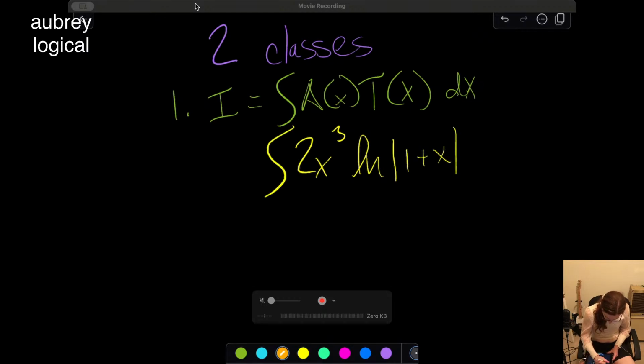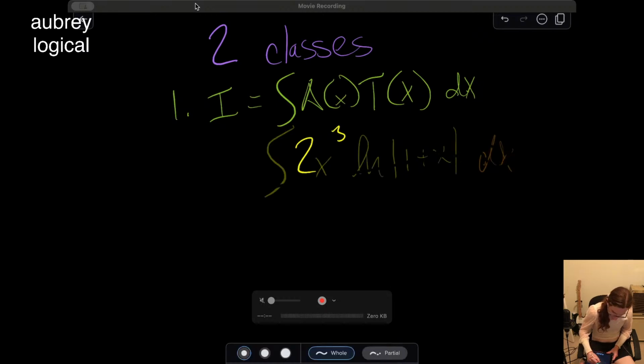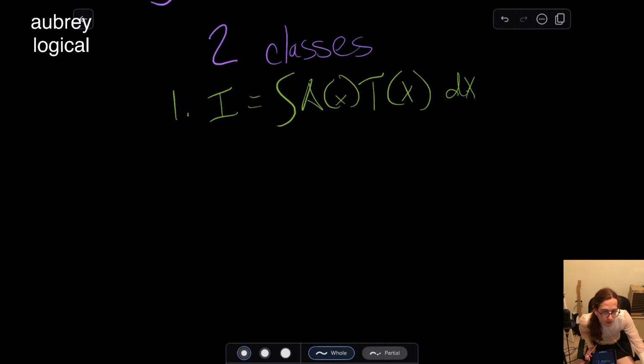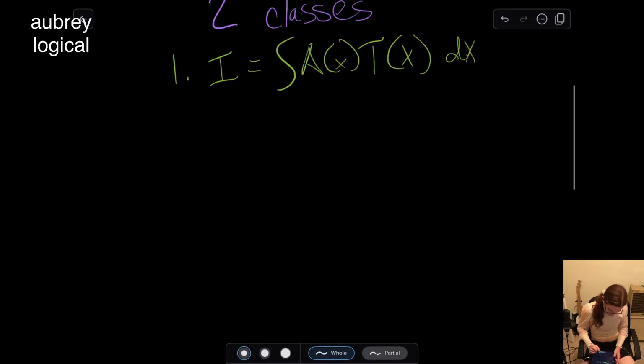I don't know if this function is solvable, so I'm not even gonna mess with this one. I'm just gonna go to one from my notes that I know for sure. Okay, first example.